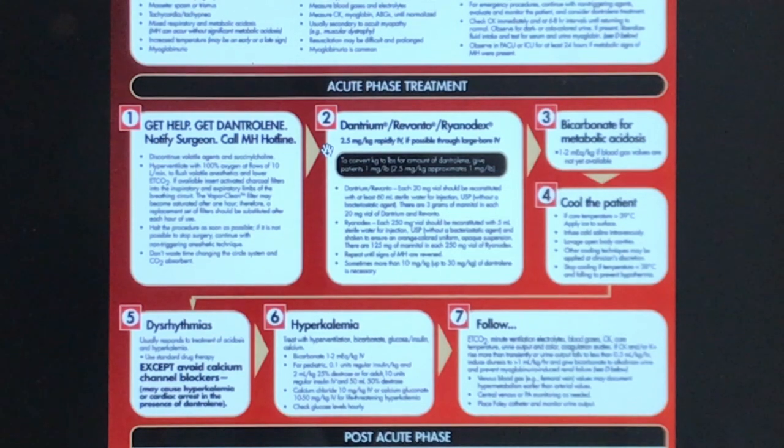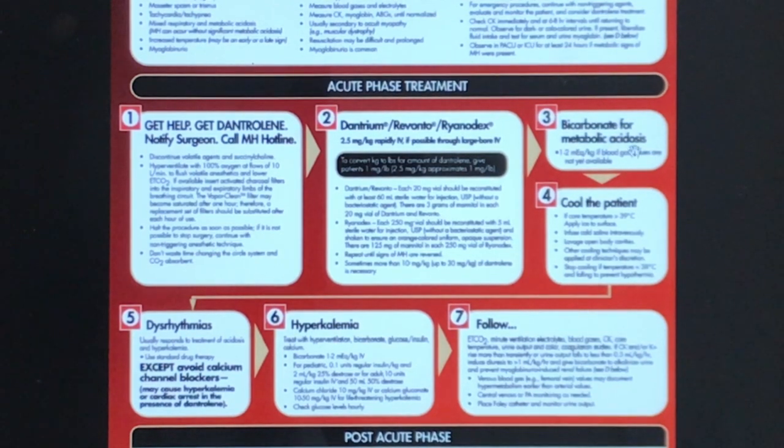Here, step 2, 2.5 milligrams per kilogram is given rapidly through a large bore IV, and Ryanodex on how to administer it is bulleted here at the second bullet. We'll cover dosing in a minute, and you will repeat until signs of MH are reversed. It's important to know that sometimes more than 10 milligrams per kilogram, up to 30 milligrams per kilogram of dantrolene is necessary. You will be pushing a lot of bicarb for metabolic acidosis, which means your respiratory therapist is going to be getting a lot of ABGs.